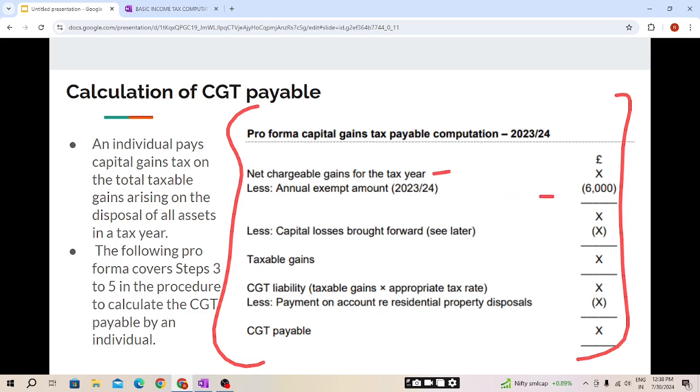The third step was less AEA, that is, the annual exempt amount of 6,000 pounds. Then less capital loss brought forward. This will give rise to the taxable gains. And the CGT liability will be, students, taxable gains into the appropriate CGT rate, less payment on account of residential property. For residential property we need to pay the CGT early; less that, it will give us the CGT payable. I hope this format is clear, students.